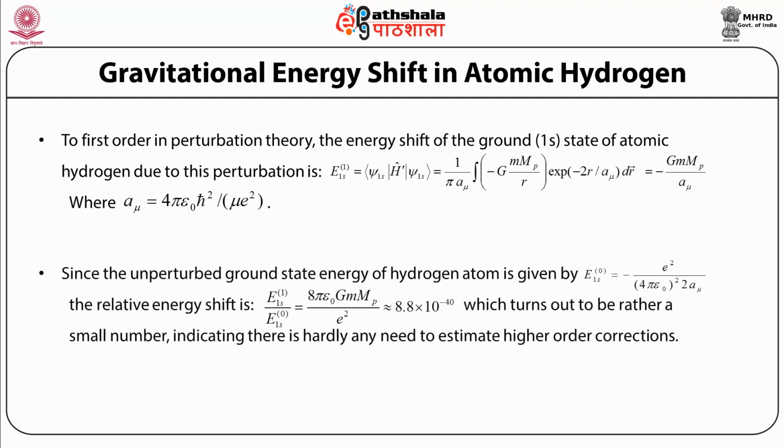Since the unperturbed ground state energy of the hydrogen atom is given by E1s0 equals minus e square by (4 pi epsilon 0) into 2 a mu, the relative energy shift is E1s1 by E0 equals 8 pi epsilon 0 G small m into capital MP by e square, which is nearly equal to 8.8 into 10 to the power minus 40. This turns out to be rather a small number, indicating there is hardly any need to estimate higher order corrections.